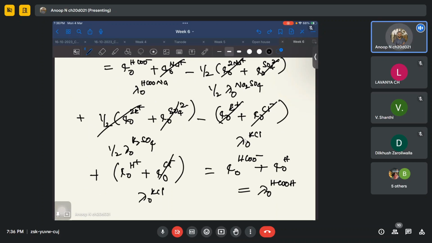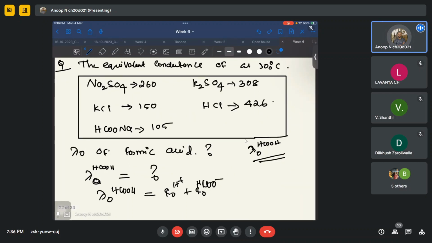What we have to find out is lambda 0 of formic acid. Formic acid I have written here. It can be written as L0 H plus plus L0 HCOO minus. So we have to get only these two terms.